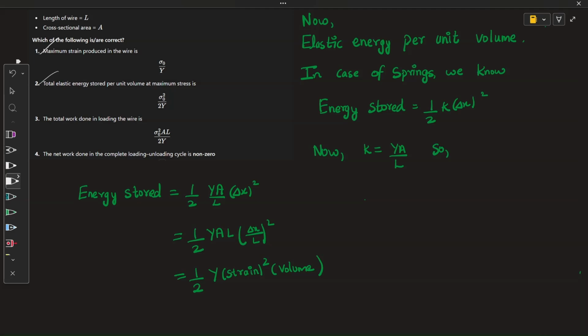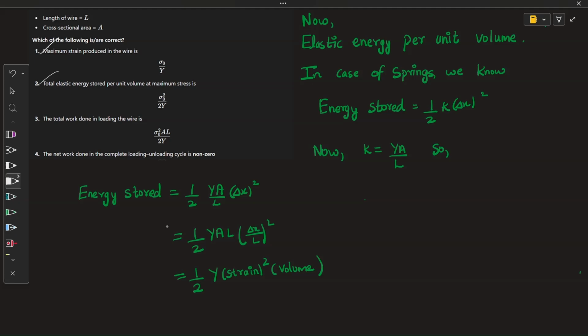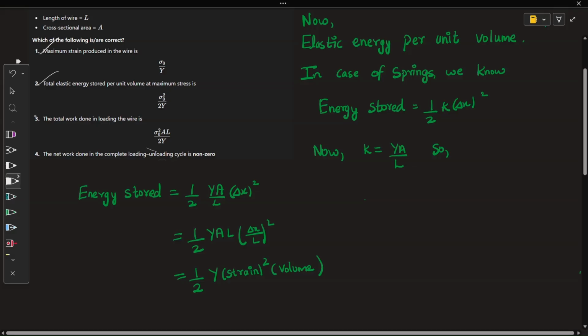The third, the total work done in loading the wire. So this is simple. This is the total energy stored, right? So where does this energy come from? There is no change in some. There is a change in gravitational potential energy, but not for the wire, right? So total work done in loading the wire is nothing but the total energy stored, which is half into Young's modulus into strain square into volume. So that is sigma naught square AL by 2Y.